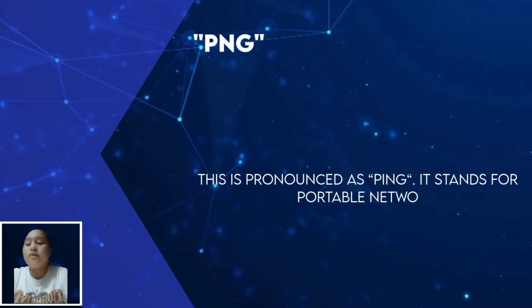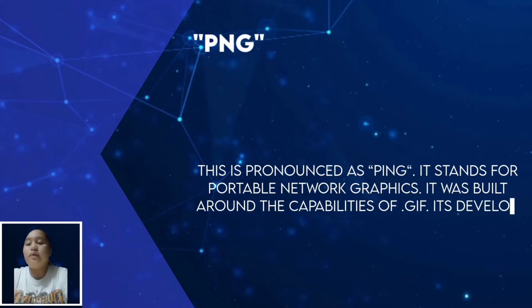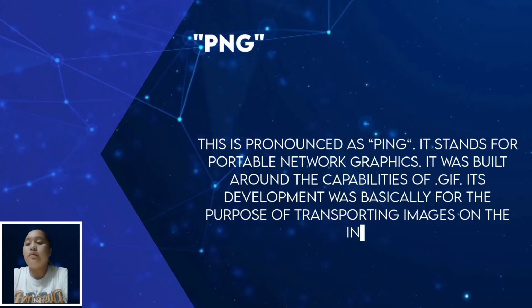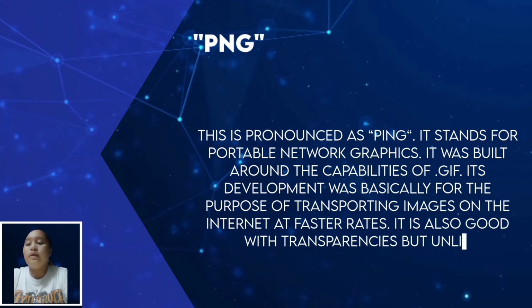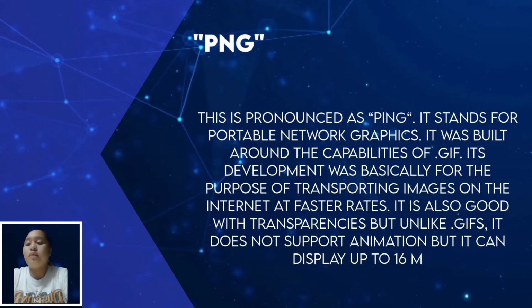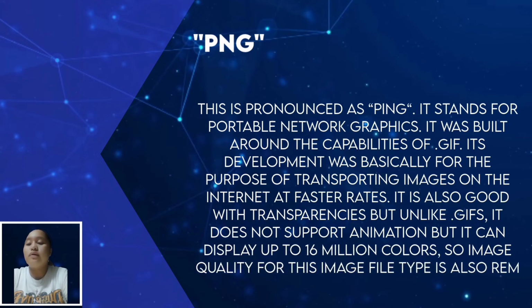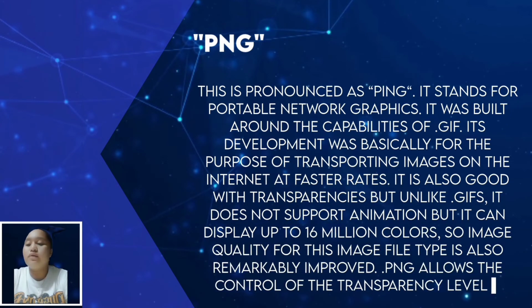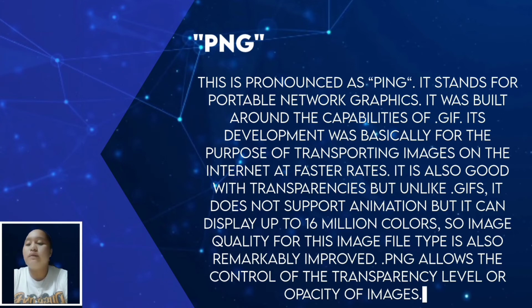PNG, this is pronounced as ping. It stands for Portable Network Graphics. It was built around the capabilities of GIF. Its development was basically for the purpose of transporting images on the internet at a faster rate. It is also good with transparencies, but unlike GIFs, it does not support animation, but it can display about 16 million colors. So image quality of this image file type is also remarkably improved. PNGs allow the control of transparency level or opacity of images.